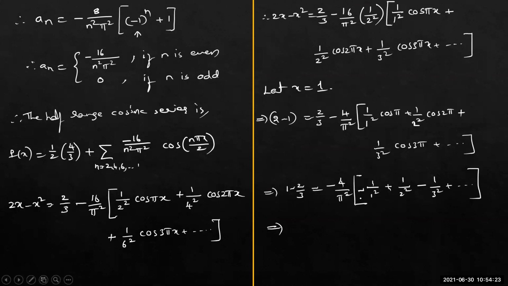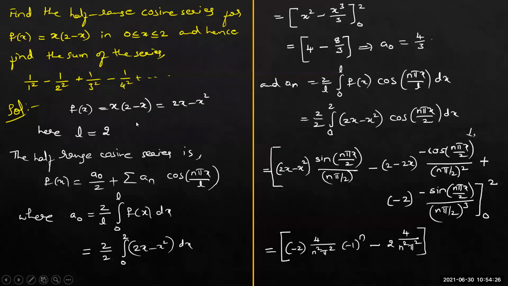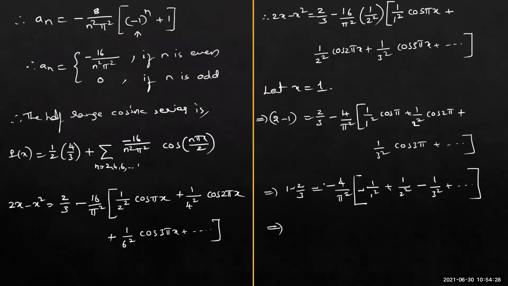If you look at the coefficients, the first term has a positive coefficient. So I'm multiplying this minus sign inside, so that the signs are changed for every term. And when you take the LCM here, 1 minus 2 by 3 means 3 minus 2, 1 by 3. Now I'm sending this 4 by pi square to the other side, so it becomes pi square by 4. Then I'm multiplying all these terms with a negative sign, so we'll get 1 by 1 square minus 1 by 2 square plus 1 by 3 square and so on.